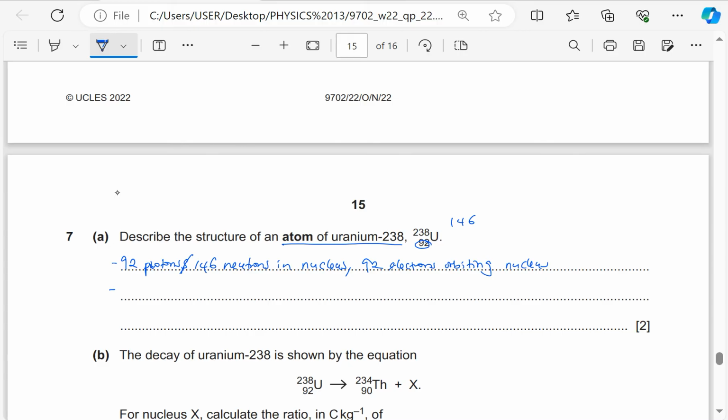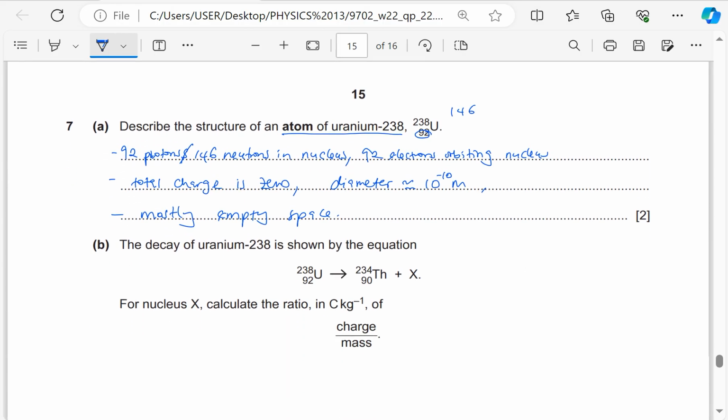Okay, since I said 92 protons and 92 electrons, I will say total charge is 0. I can also say the diameter. Of course, the diameter of an atom is approximately equal to 10 to the power of minus 10 meters. Then I can also say that the atom is mostly empty space. So I can write everything that I know about the atom to get 2 marks or not to miss any mark.